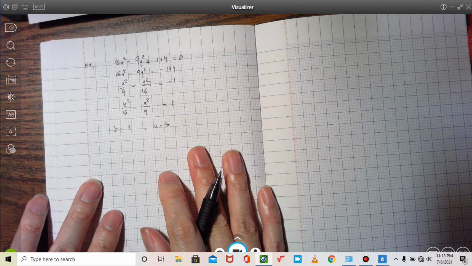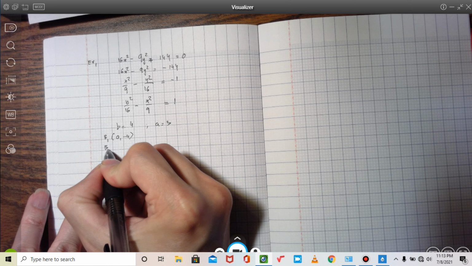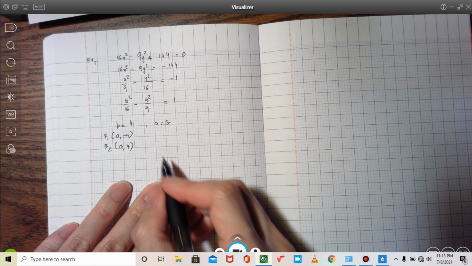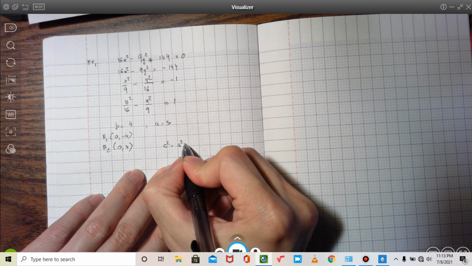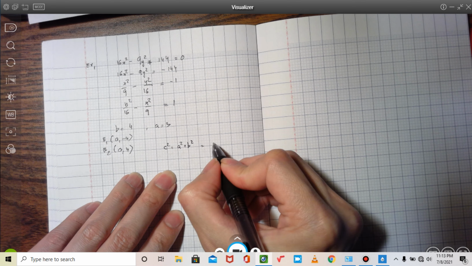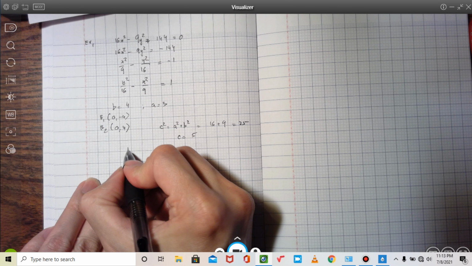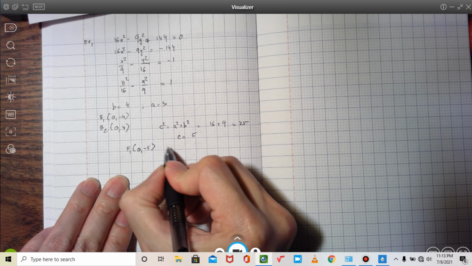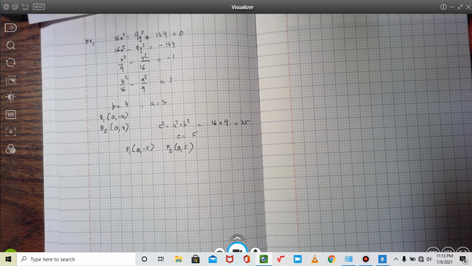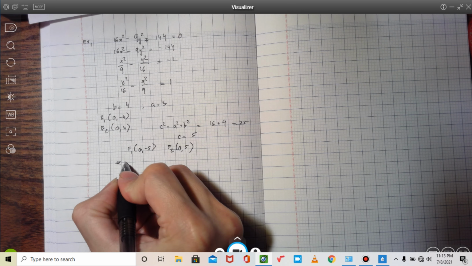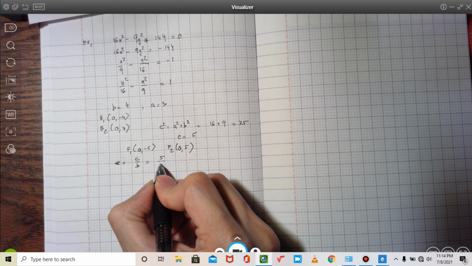So from there we can get the vertex. B1 will be (0, -4), B2 will be (0, 4), right? And you could get A1 and A2 if you want to. You can get C. C squared equals A squared plus B squared, so C squared will be 16 plus 9, which is 25. So C will be 5. So the foci are F1 at (0, -5) and F2 at (0, 5). And you can find the eccentricity, E equals C over B, so it will be 5 over 4.